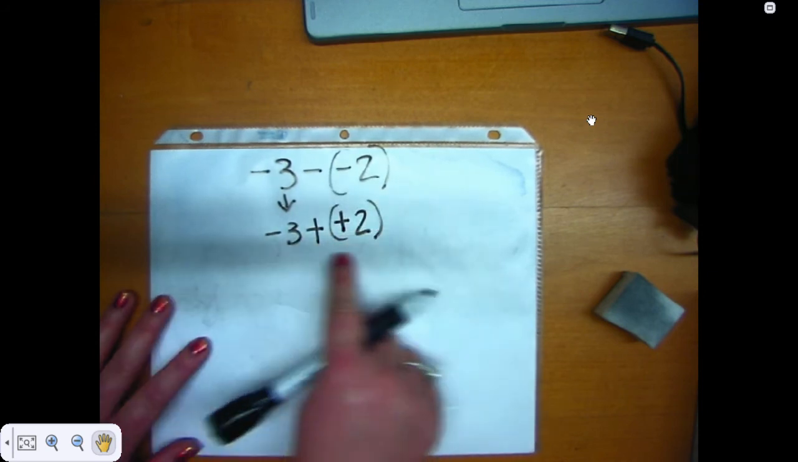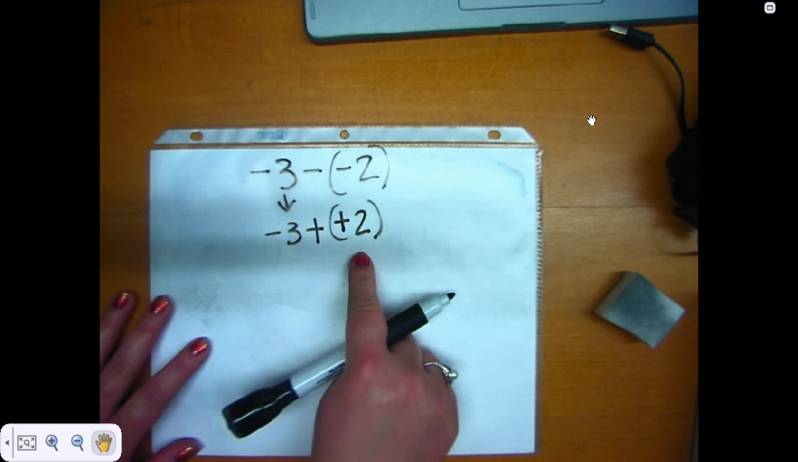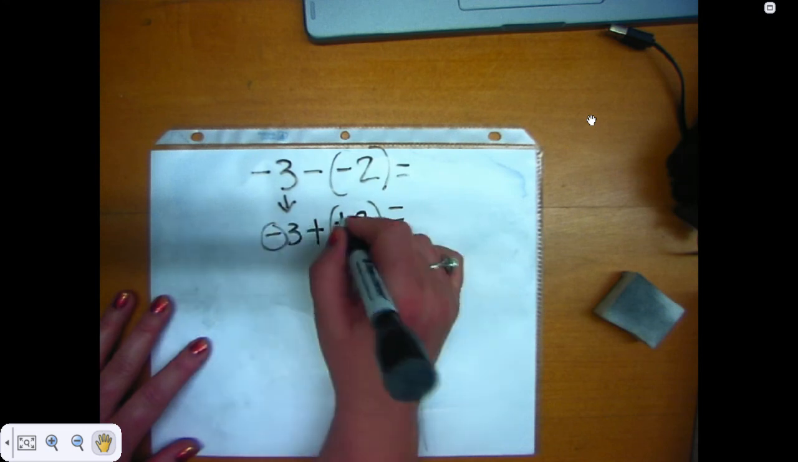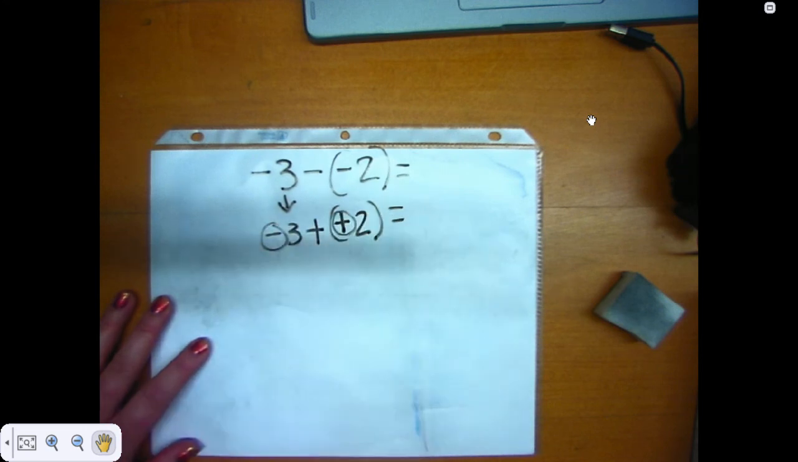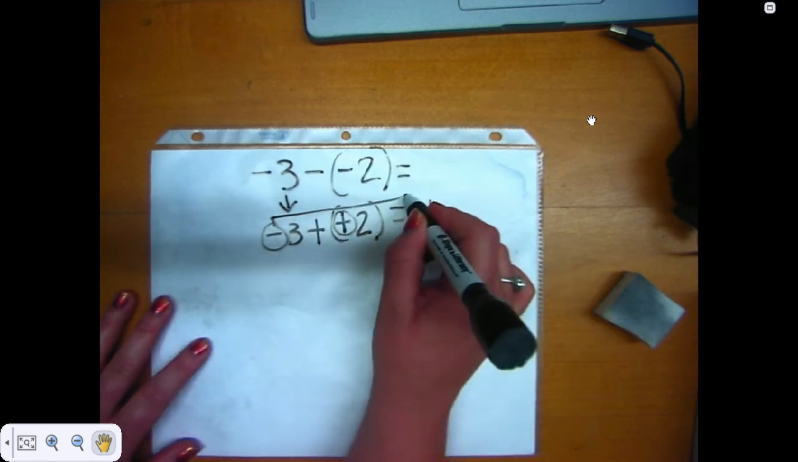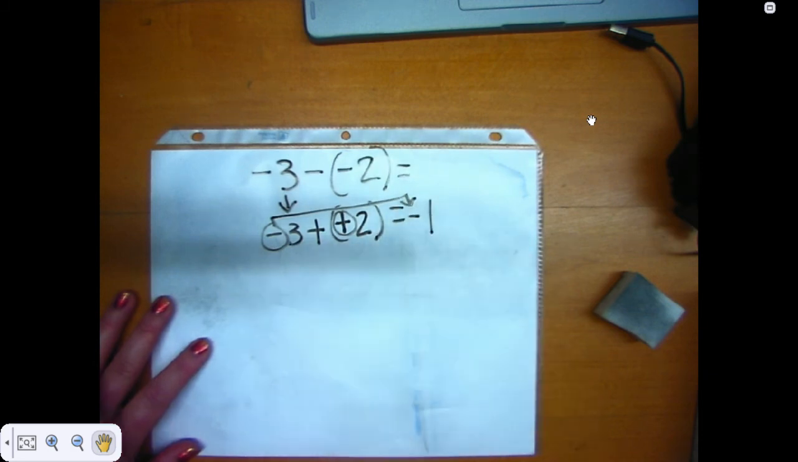So I just changed my problem so I can use it as an addition. So now I can compare my signs. They're different, which means I'm going to subtract. 3 minus 2 is 1, and keep the sign of the largest absolute value, which is negative 1.